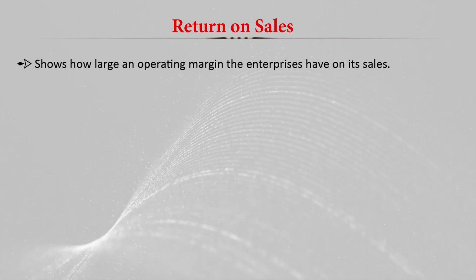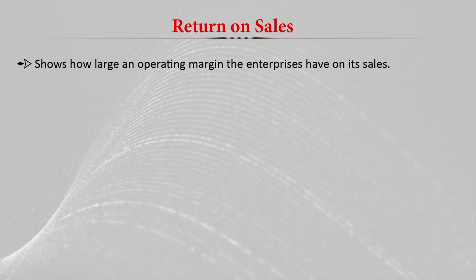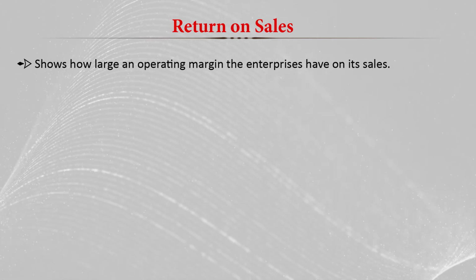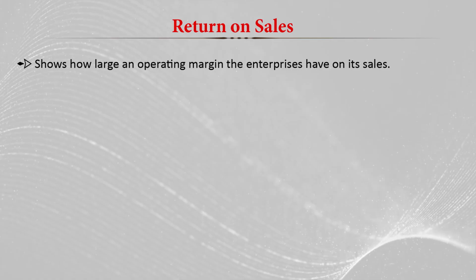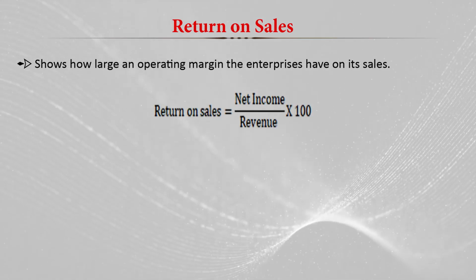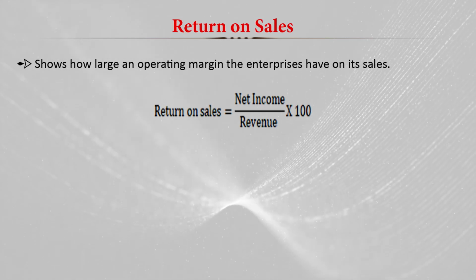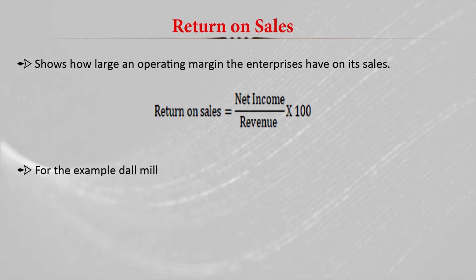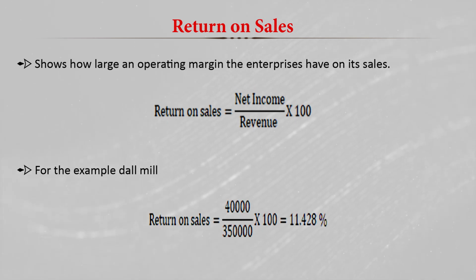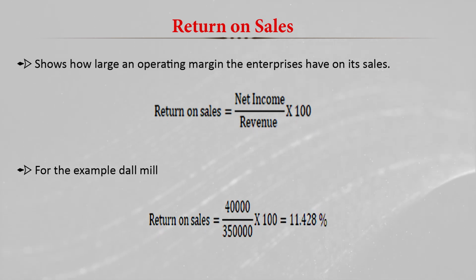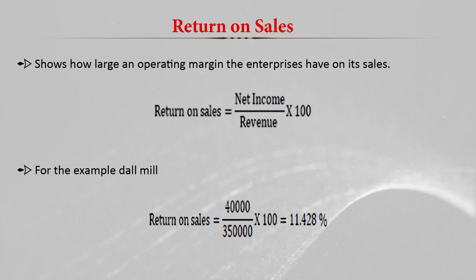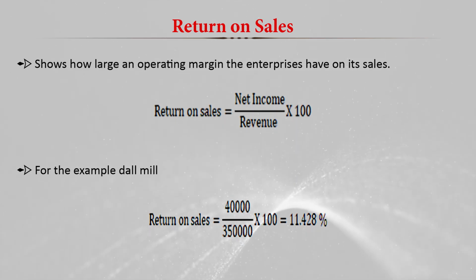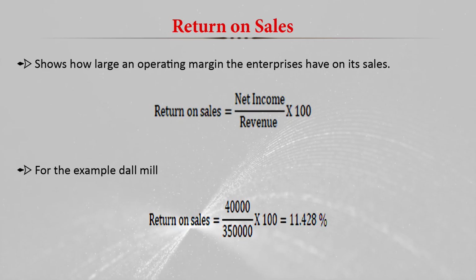So return on sales is one of the important income ratios, and that shows how large an operating margin there is in the enterprise on its sales. The formula here is to divide the net income by the revenue. In our case the net income is 40,000 and the revenue is 3,50,000. So the return on sales comes to 11.428.